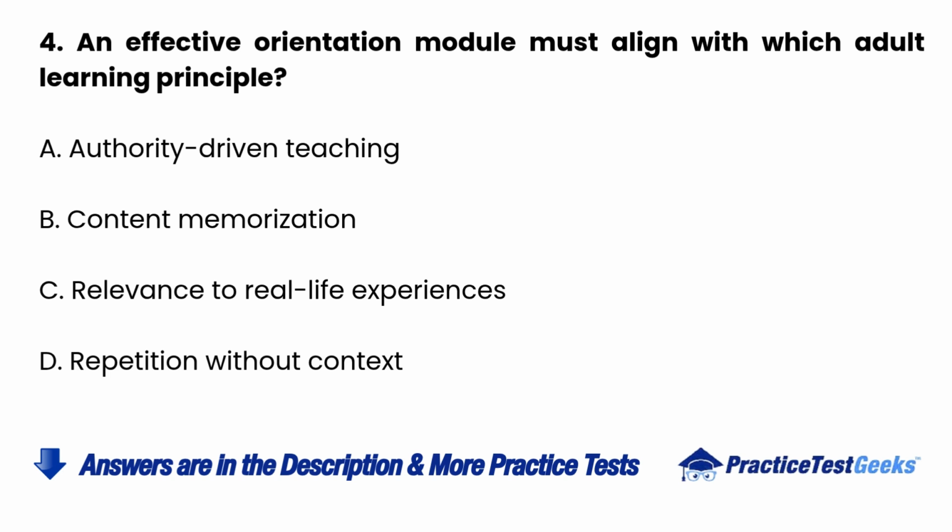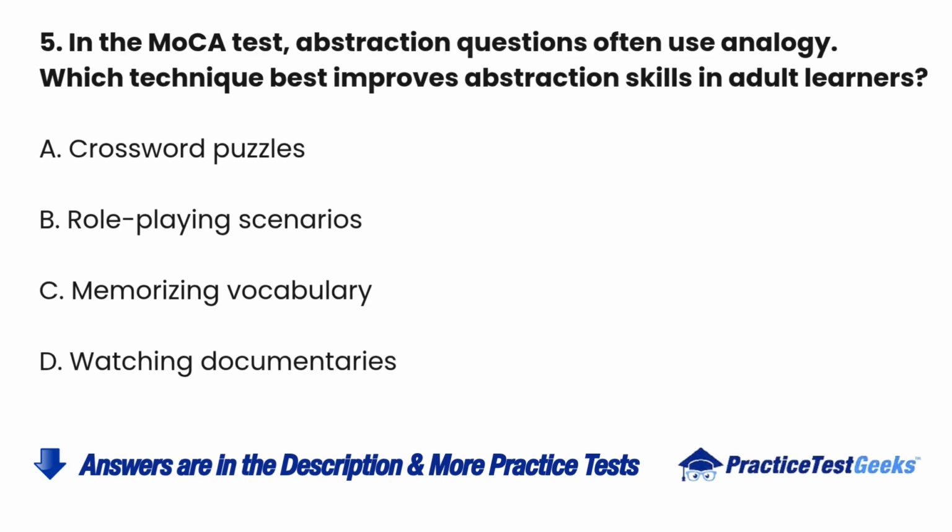4. An effective orientation module must align with which adult learning principle? A. Authority-driven teaching. B. Content memorization. C. Relevance to real-life experiences. D. Repetition without context.